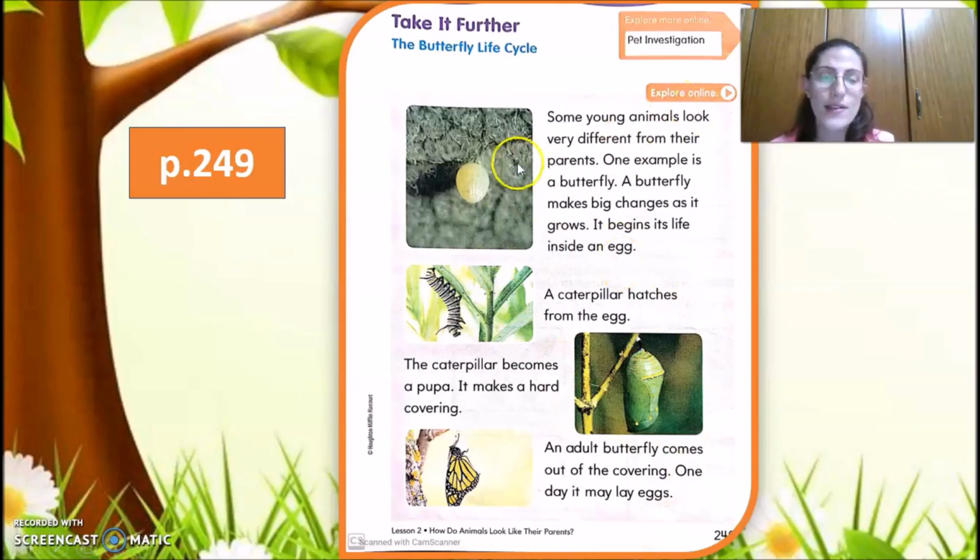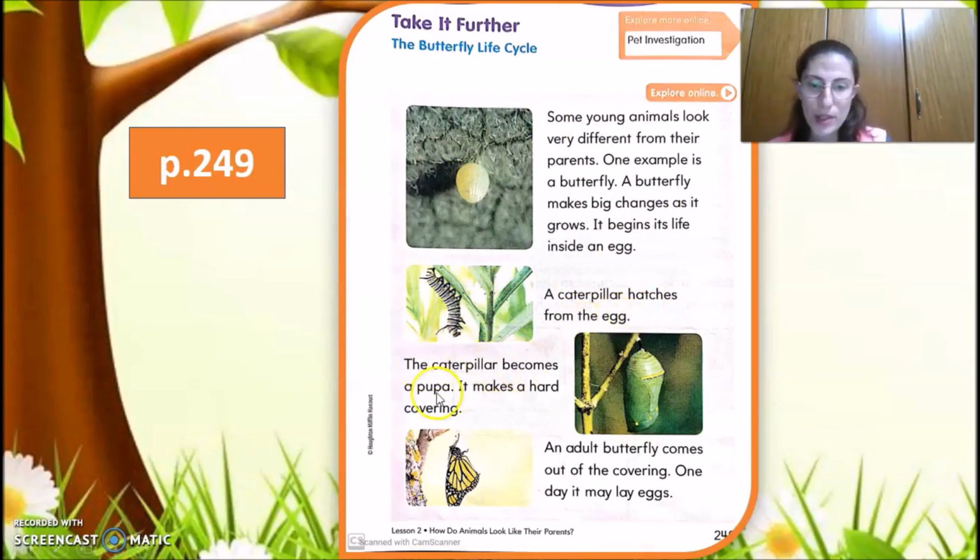So I'm gonna reread and start explaining. Some young animals, they're telling us that they look different from their parents. They're giving us the example of a butterfly. The butterfly starts as an egg, and we can see this in this picture, and it makes a lot of changes as it grows to become a butterfly. So the first stage of the life of a butterfly is an egg. Then from the egg hatches a caterpillar, okay? Or it's also known as a larva. Okay, the caterpillar hatches from the egg.